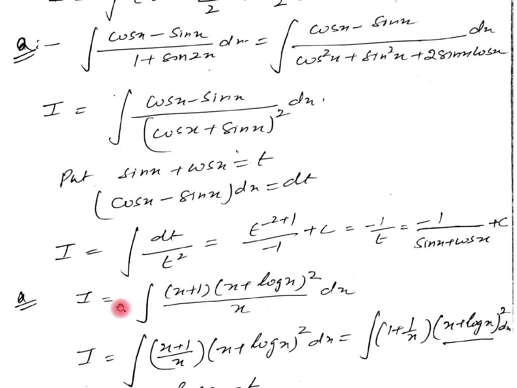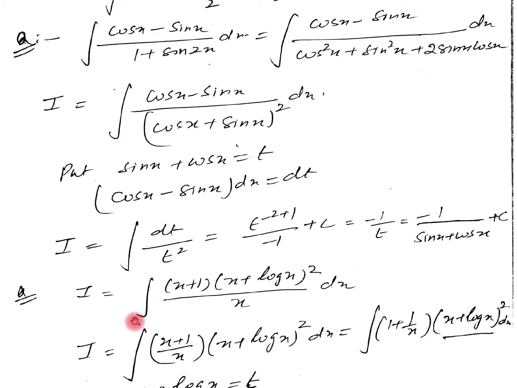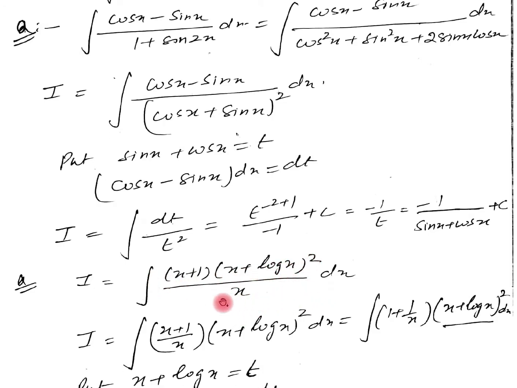There is no limit in this integration question. So many questions are there. Now integrate I equal to x plus 1 upon x into x plus log x whole square dx. Now these two terms we can combine, x plus 1 upon x, and this term remains as it is. Now we can separate this term. It becomes 1 plus 1 upon x into x plus log x whole square dx.